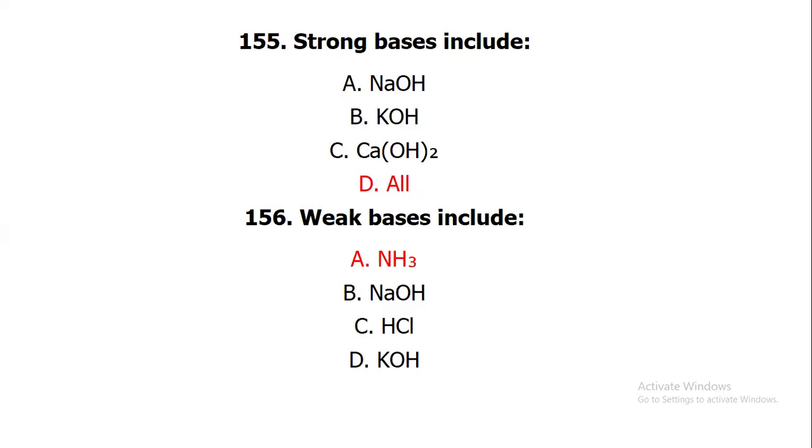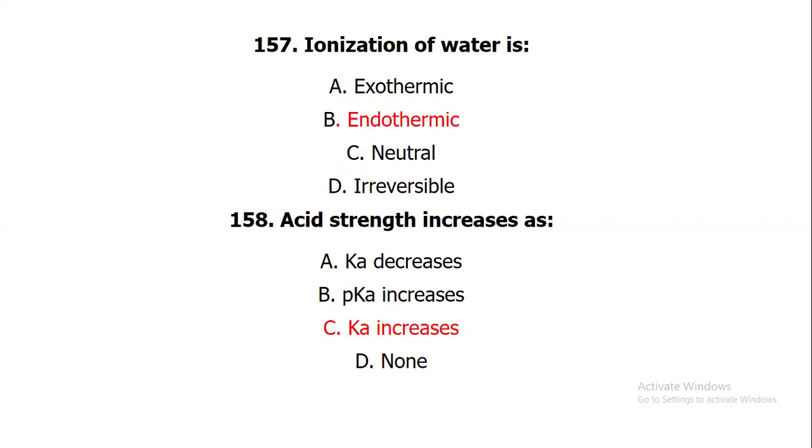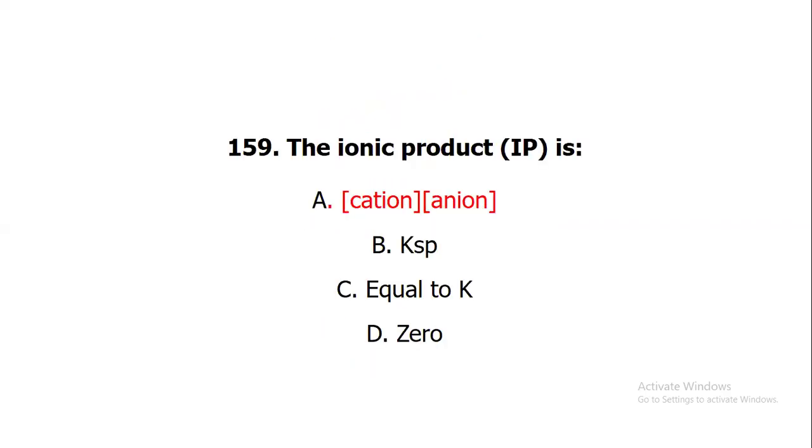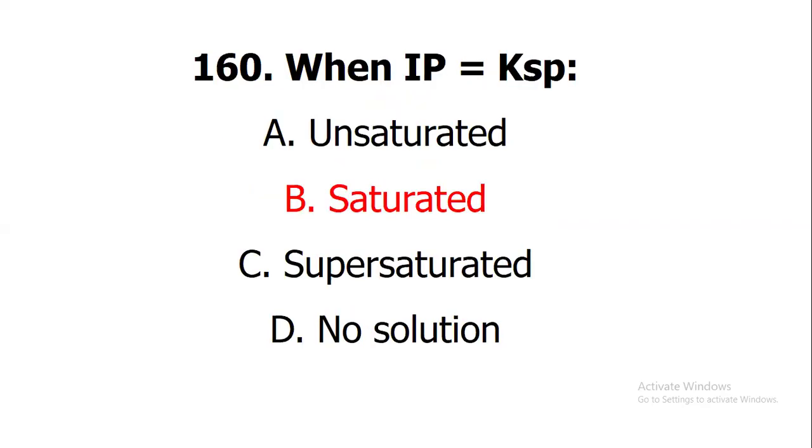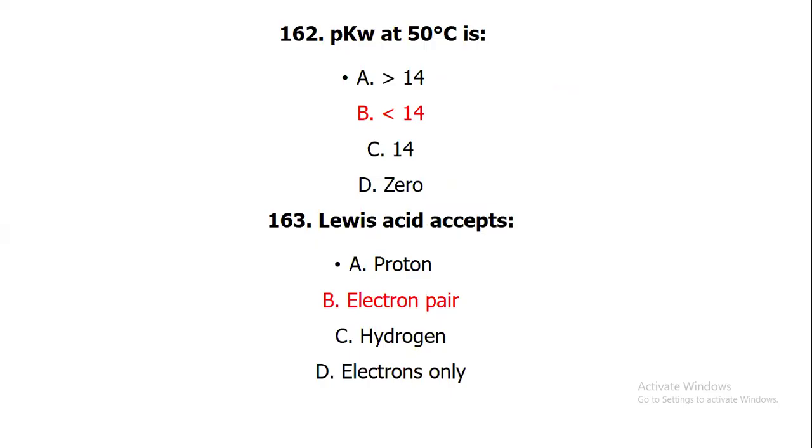Hydrochloric acid is a strong acid. Potassium hydroxide is a strong base. Ionization of water is endothermic. Acid strength increases as Ka value increases. The ionic product is cation times anion. When ionic product is less than solubility product, no precipitation. When ionic product equals solubility product, the solution is saturated. pKw at 50 degrees Celsius is less than 14.